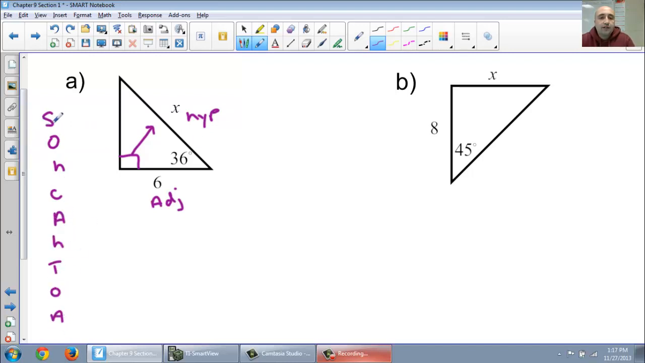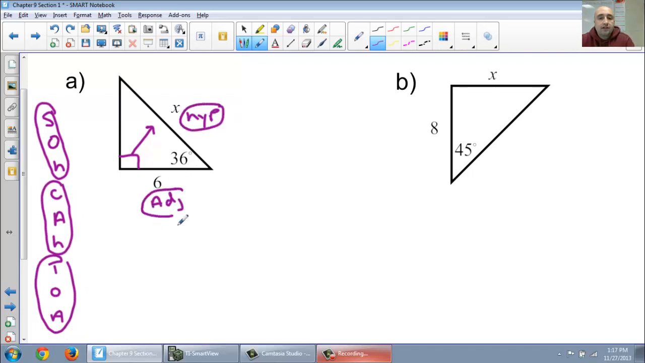which one of our 3 trig functions, I'll circle the 3 separate ones, deals with hypotenuse and adjacent? Hopefully you can see that cosine is the one that is adjacent over hypotenuse. So we're going to set it up. Cosine of our angle, 36 degrees, is equal to adjacent, which is 6, over the hypotenuse, which is x. We don't know what that is. We're trying to figure that out.